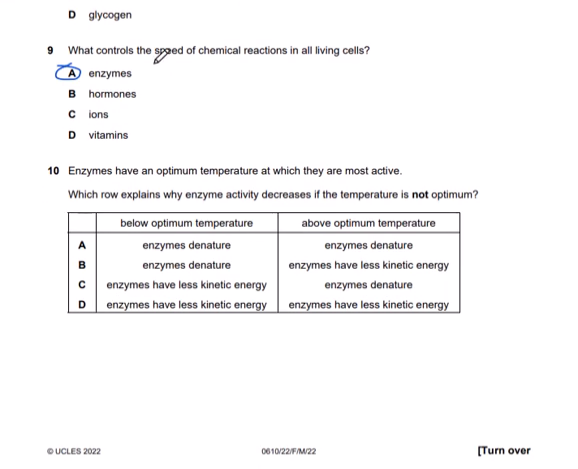Which row explains why the activity decreases if the temperature is not optimum? If it's below optimum, the enzyme will have very low kinetic energy, so they won't collide as often. They don't denature, they only slow down. If it's more than optimum, they denature and the active site changes shape, so that it's not complementary to the substrate.